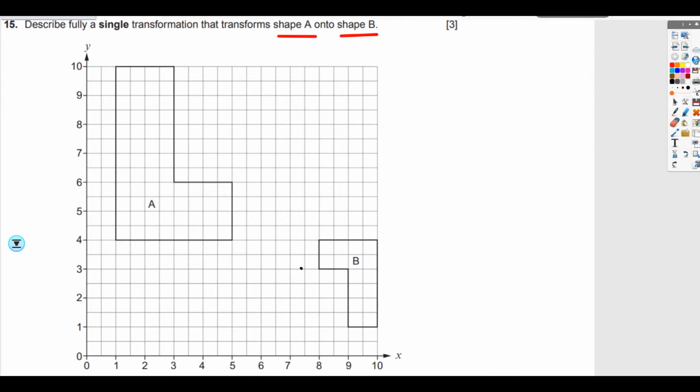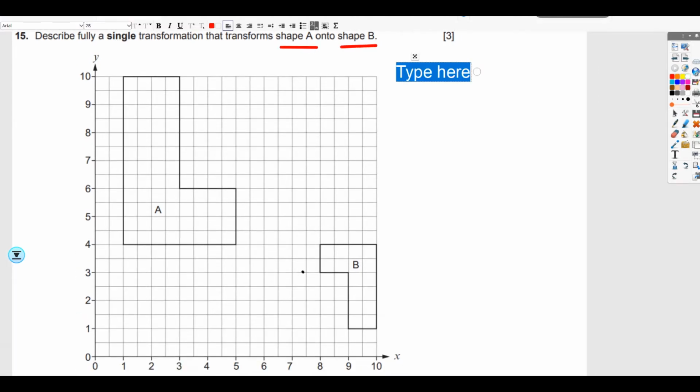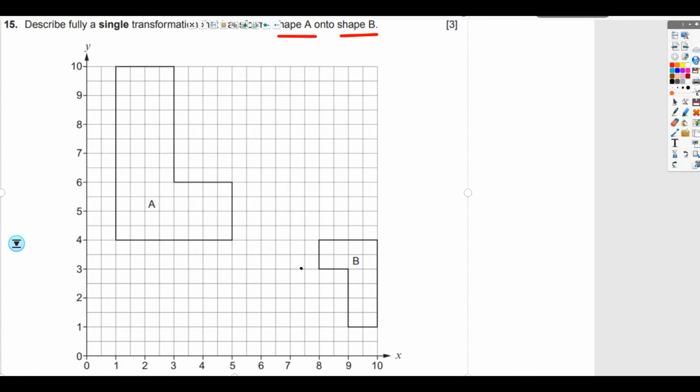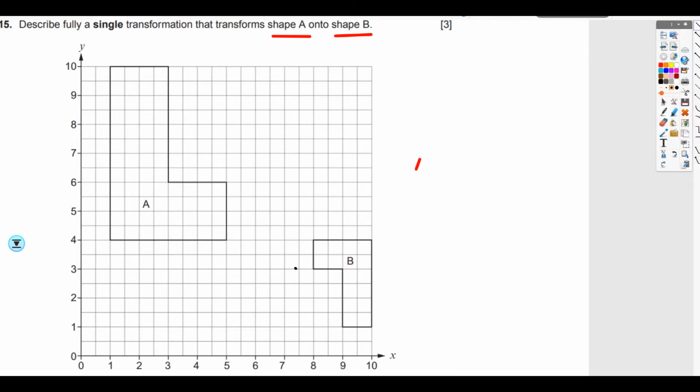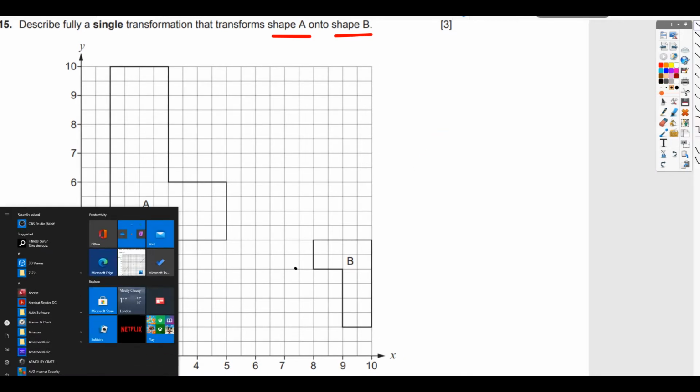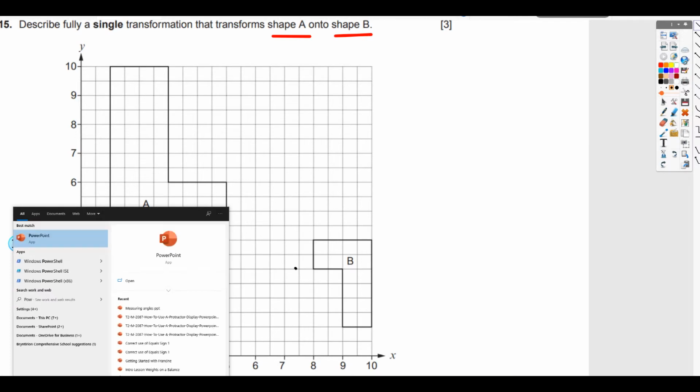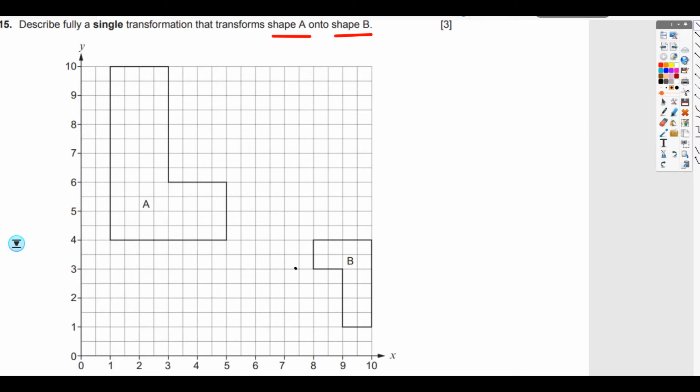So I know that I have an enlargement, because an enlargement just means making a similar shape. It means you're stretching a shape to make it bigger, but keeping the proportions the same. So for example, if I imagine, let's see if I can draw a shape. No, I'll do it in a different program, if I may. So let's get PowerPoint.